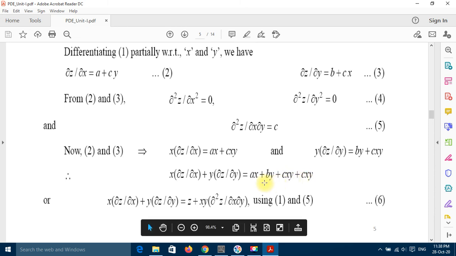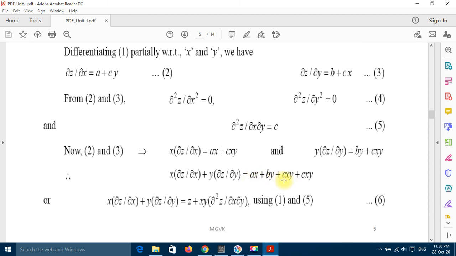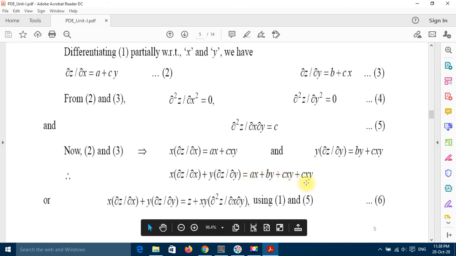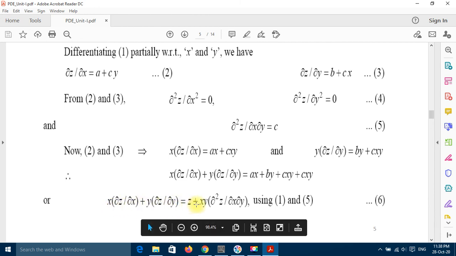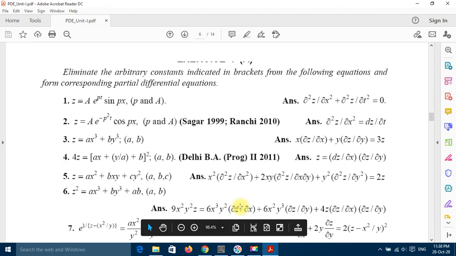In equation 1, our given function is ax + by + cxy. So we write it as z, and in place of c we substitute ∂²z/∂x∂y. From equation number 5, we get the required partial differential equation of order 2: x ∂z/∂x + y ∂z/∂y = z + xy ∂²z/∂x∂y.